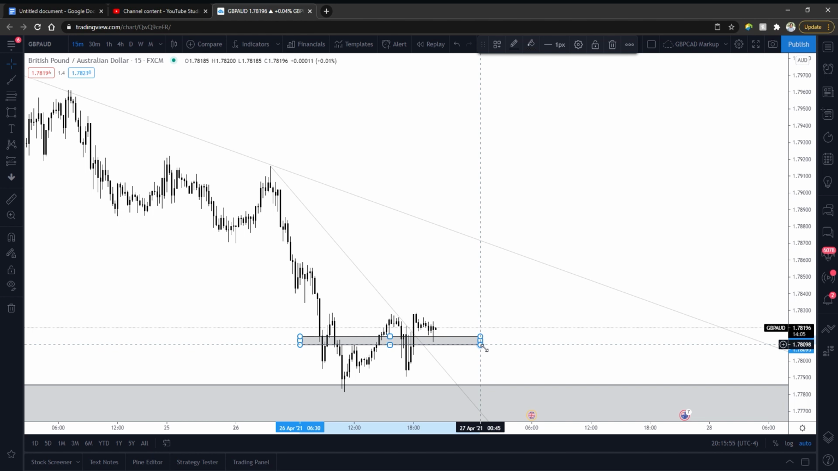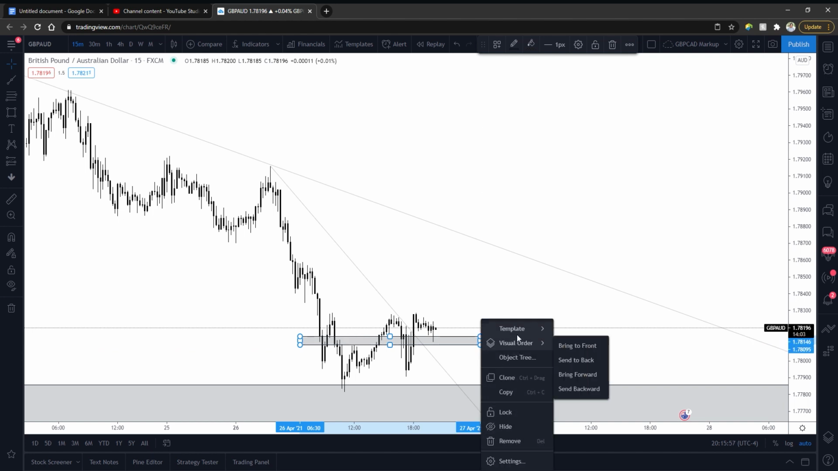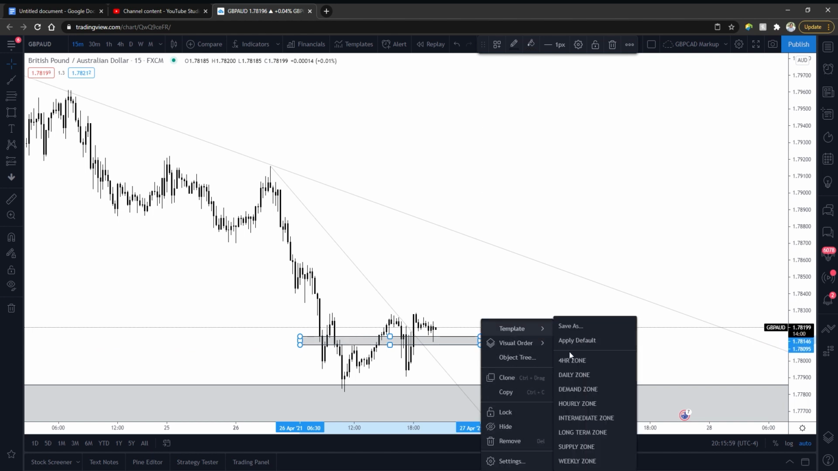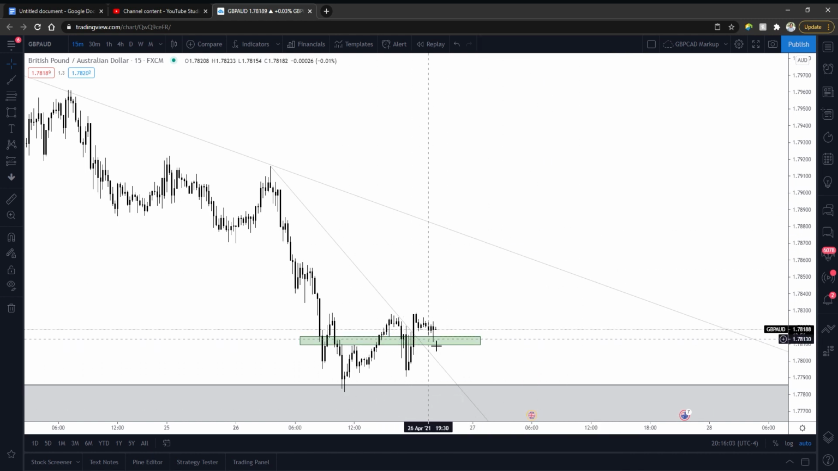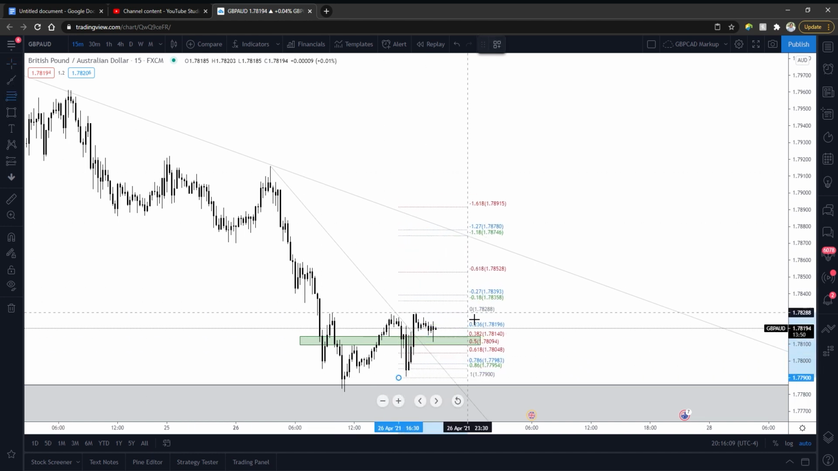So let me change this template to green. So this would have been my entry, but let me see. Yeah, that's a 38.2 pullback. It might come back all the way to the 68.1, or it may come back to the low and try to test that. But it looks like these are the next stops potentially.